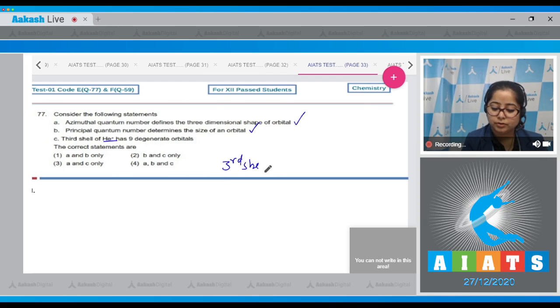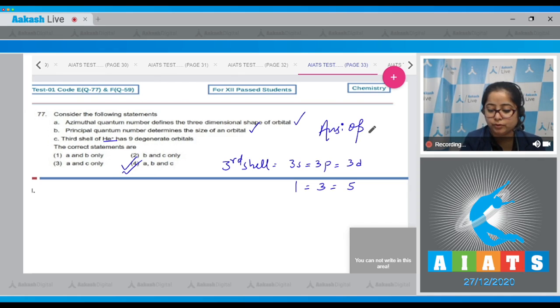Third shell contains 3s, 3p and 3d. Here the energy of 3s will be equal to 3p will be equal to 3d. And the number of orbitals present in 3s is 1. The number of orbitals present in 3p is 3. The number of orbitals present in 3d is equal to 5. That means total 9 orbitals will be of same energy, and the orbitals of same energy are called degenerate orbitals. As a result, we can say that the third shell of helium plus ion has 9 degenerate orbitals. So all the given 3 statements are correct. That means the correct answer is option number 4.